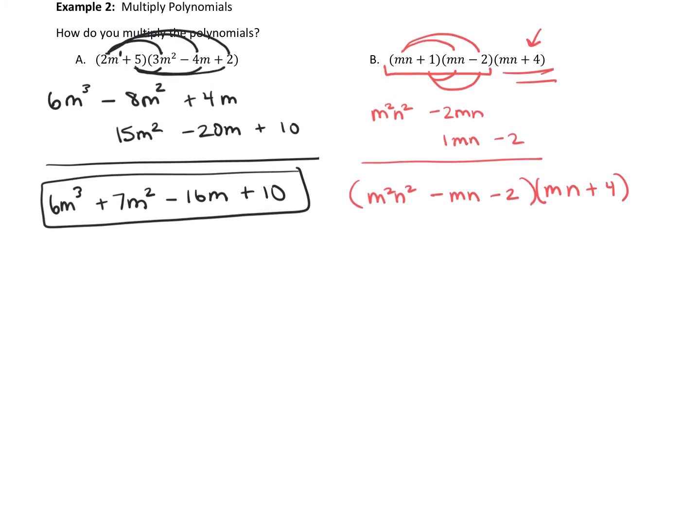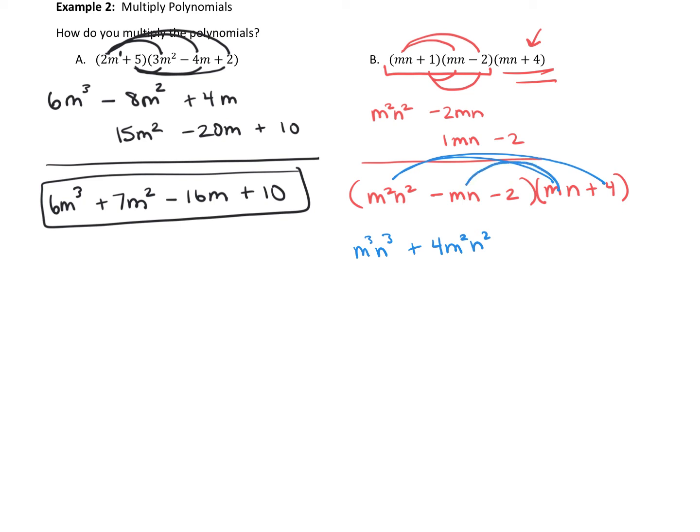Multiplying polynomials is just distributing. You just distribute one term at a time. So m squared n squared times mn, add your exponents. We have an m to the third power, n to the third power. m squared n squared times a positive 4 is a positive 4m squared n squared. All right, we're done distributing that term. Now let's distribute this next term.